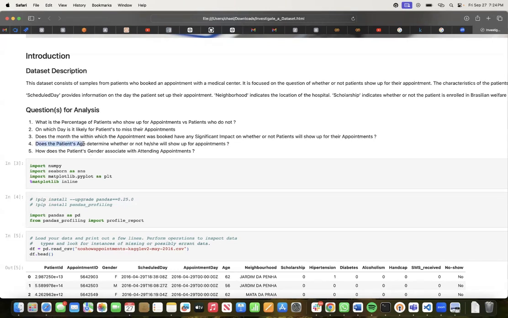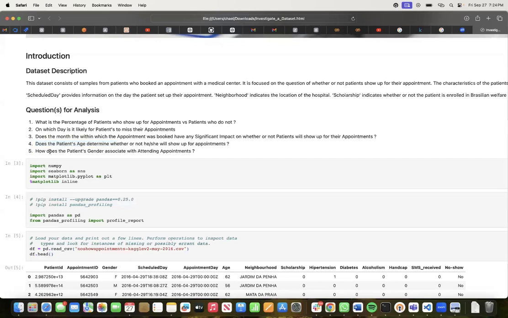Now, does the patient's age determine whether or not he or she will show up for appointments? Old people, if they don't get help, may not show up because they can't get out of the wheelchair to come to the appointment. Or probably at the time you set for him, he's not getting the help. So that could also be a factor. Ask questions as much as possible to understand the data you are dealing with.